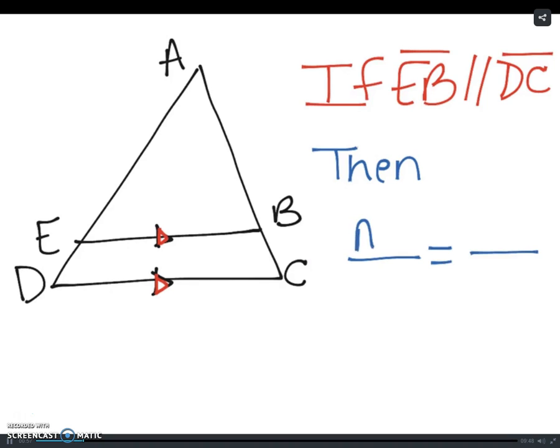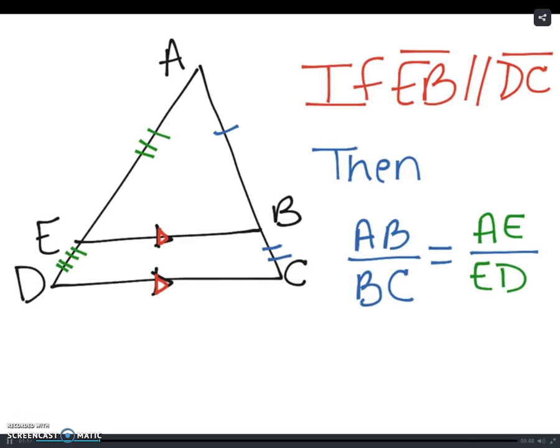We can say that AB, which is this line segment, over BC would be proportional to AE over ED. Okay? And they're going to give you numbers in these locations or algebraic expressions, and you just need to know that you can set up this proportion and then cross-multiply and divide using that cross-products property that we talked about in 7.1. So at that point, you can then solve for whichever variable is missing.